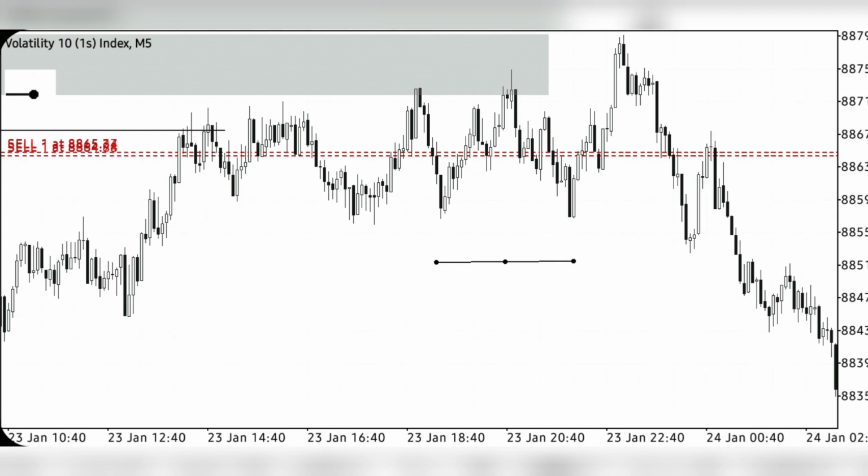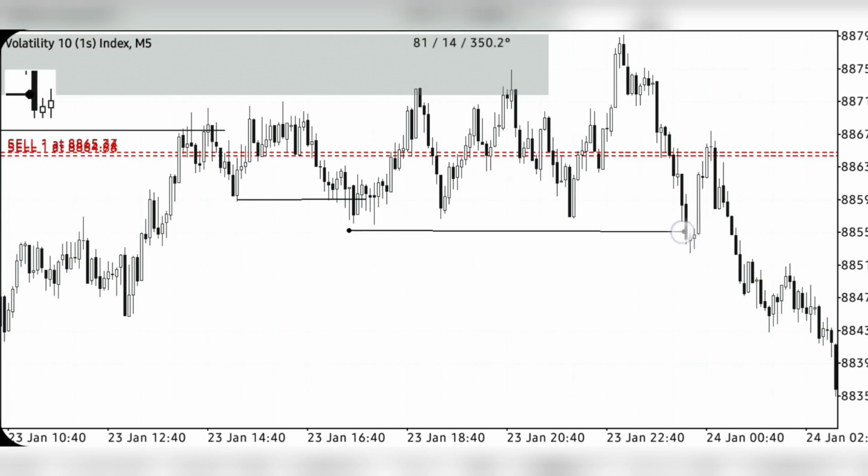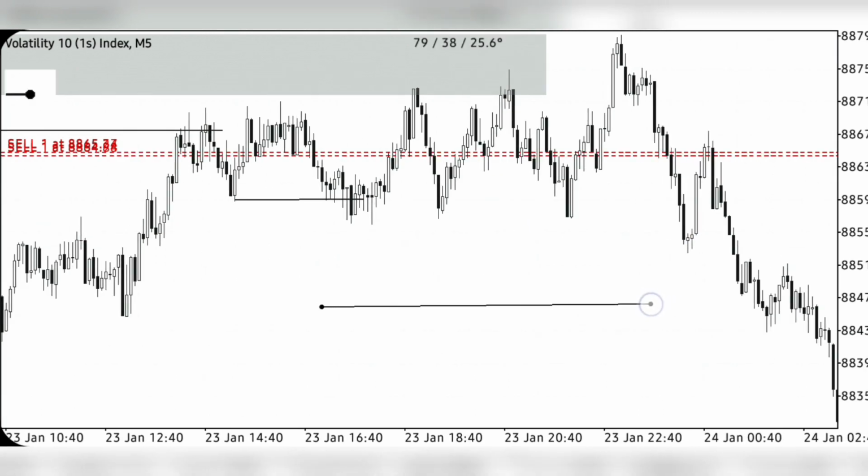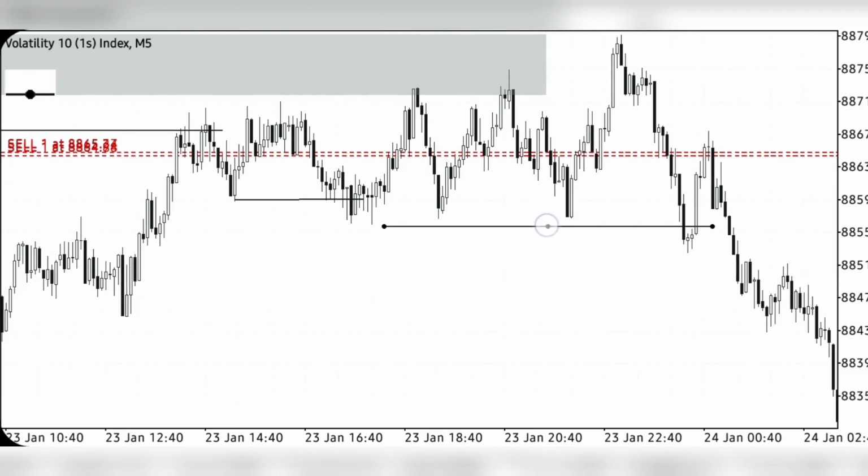We had this inducement here. This is an inducement, and this was the low that induced. So I'm going to be marking out the low that induced.